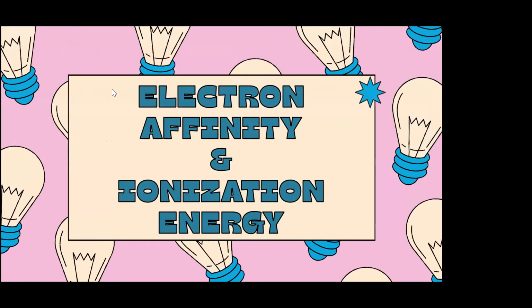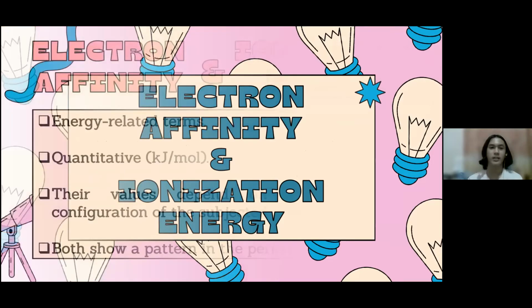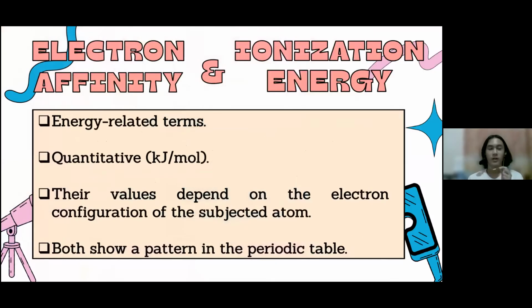So after talking about the differences, we will now talk about the similarities between electron affinity and ionization energy. First, both of them are energy-related terms. Again, according to their definition, electron affinity has something to do with the amount of energy released when an atom gains an electron, and ionization energy has something to do with the amount of energy needed by an atom to remove an electron, thus making them terms related to energy.